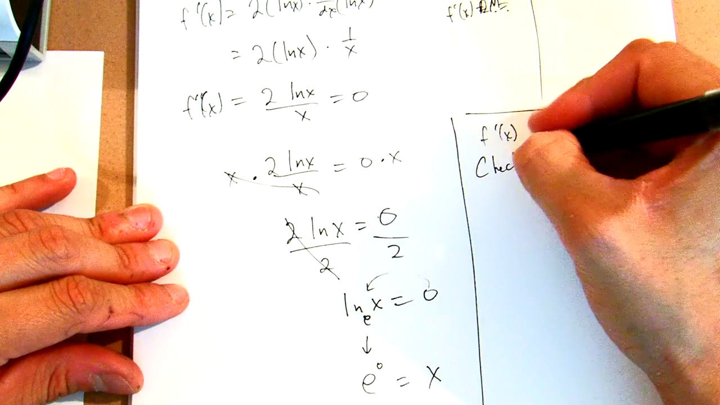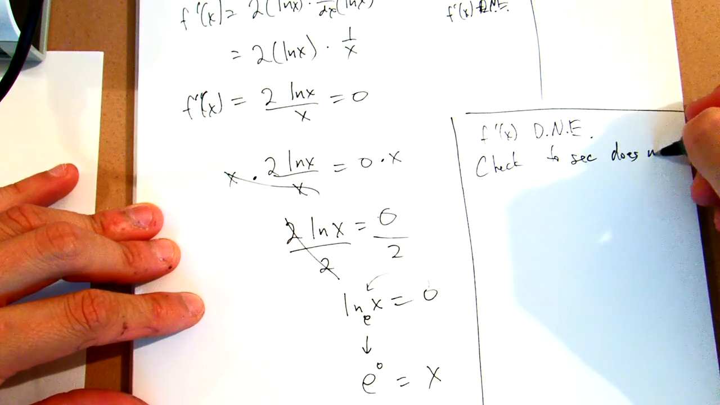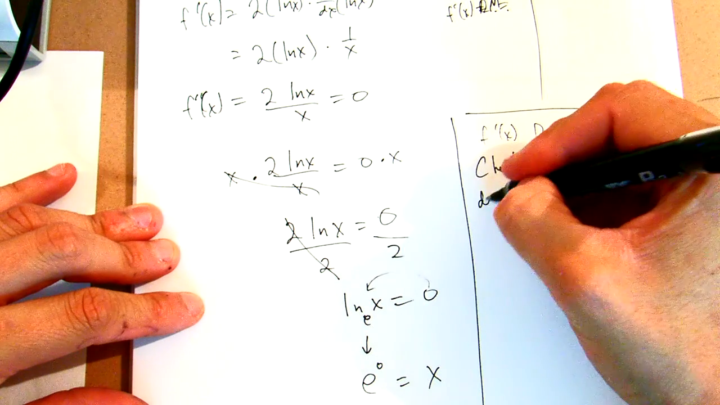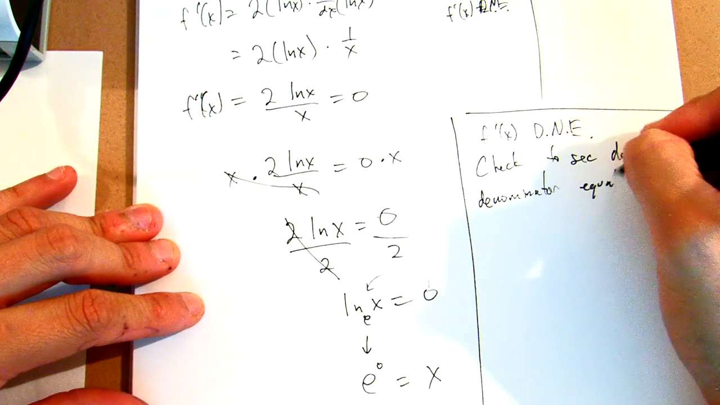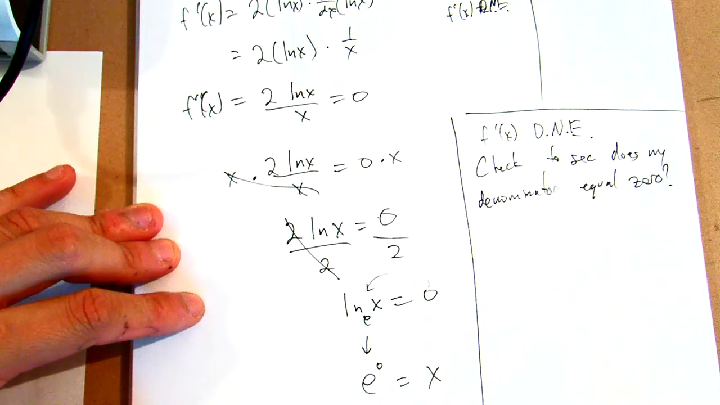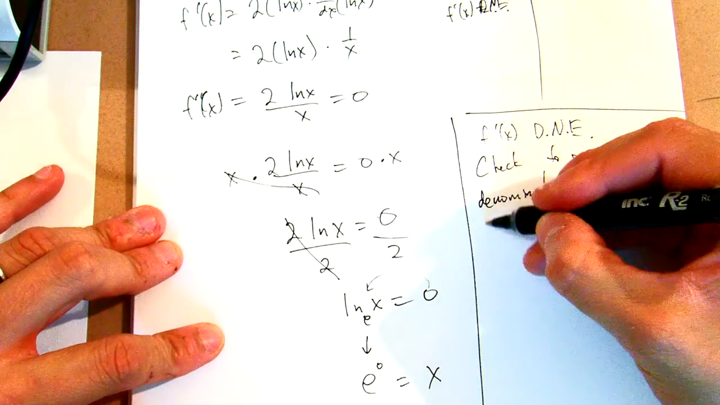You have to check to see, does my denominator equal 0 anywhere?